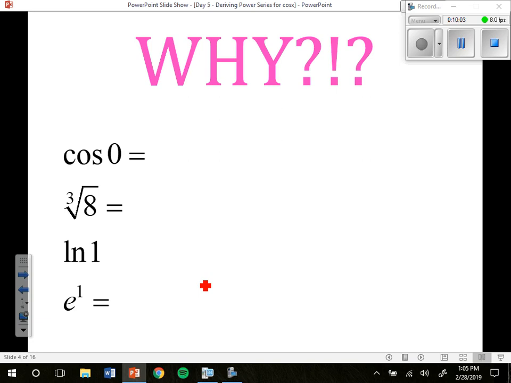What is cosine of 0? 1. What's the cube root of 8? 2. What's natural log of 1? 0. What's e to the 1? E. This is easy. You know how to evaluate those functions. Does that make sense? You know how to do that.